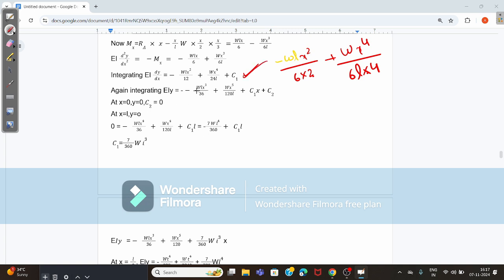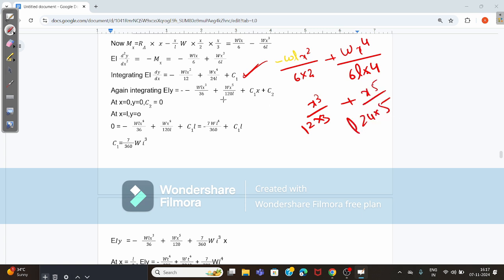Again integrating, x^2 gives x^3/3, so 12 times 3 gives 36, plus x^4 gives x^5/5, and already you have 24 times 5.